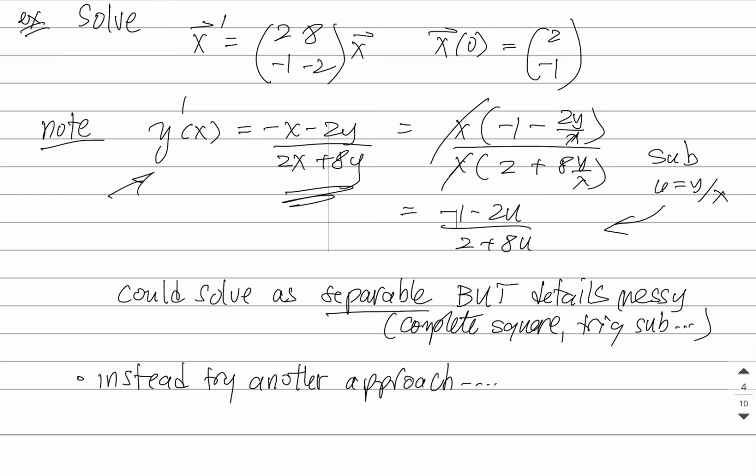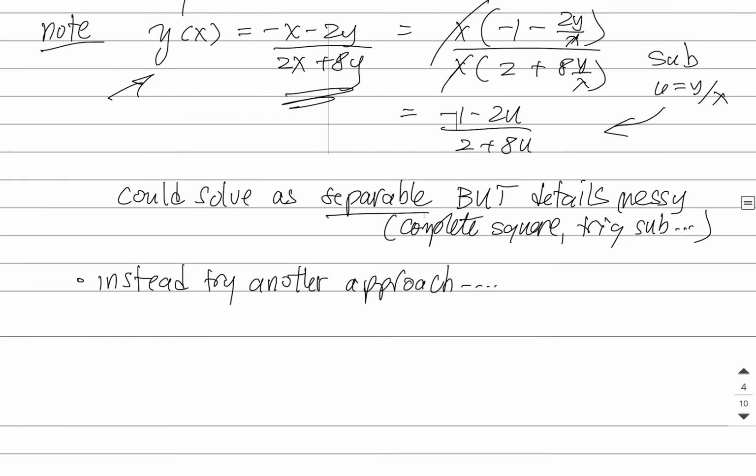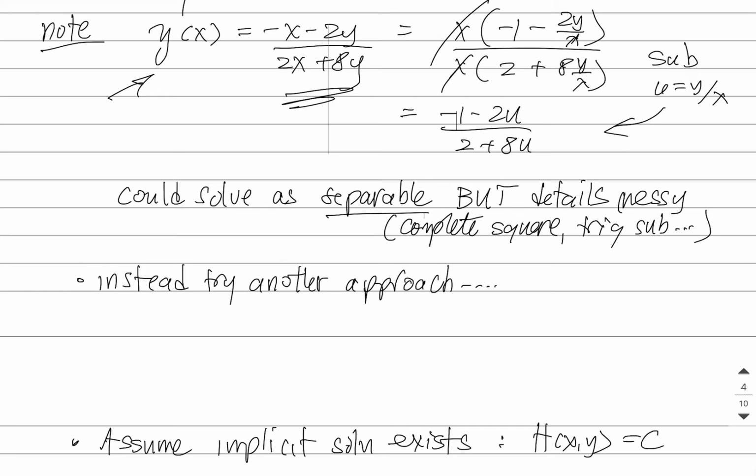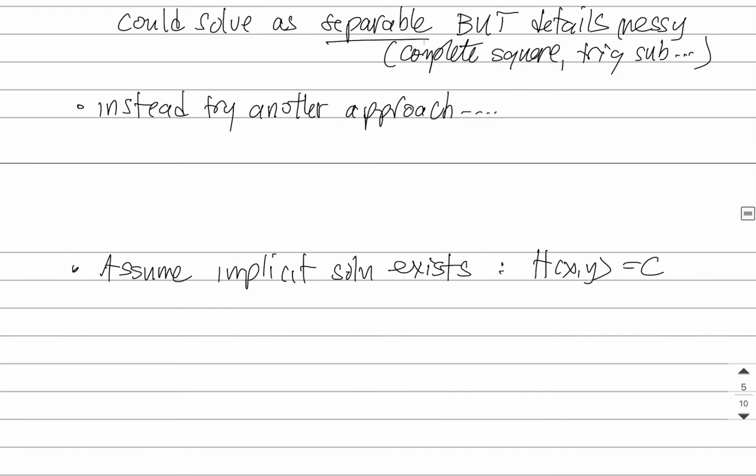So we're going to introduce another approach here. In this approach, we are going to assume that an implicit solution exists. So we are going to assume that there is some implicit function h of x and y that will satisfy this differential equation. As soon as we have implicit solutions, we are talking about functions that have two variables. Unfortunately, to deal with techniques like this, sometimes we need to bring in multivariable calculus.